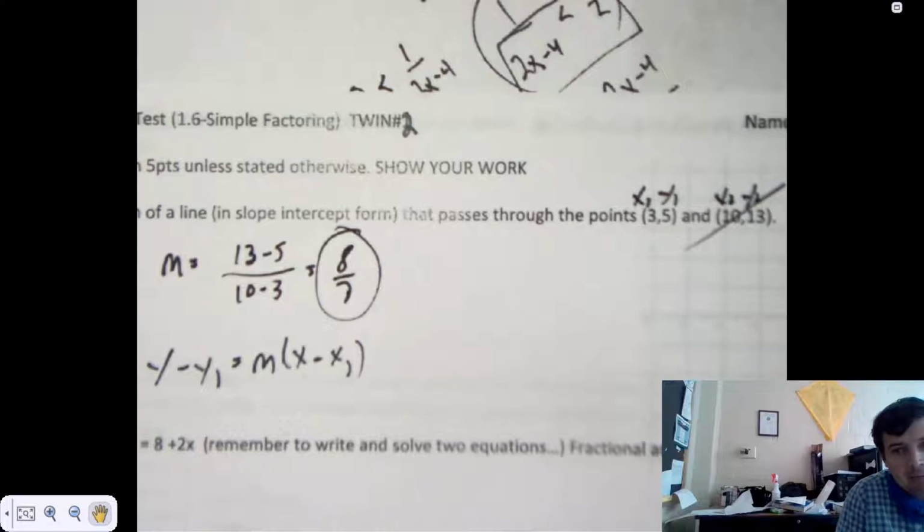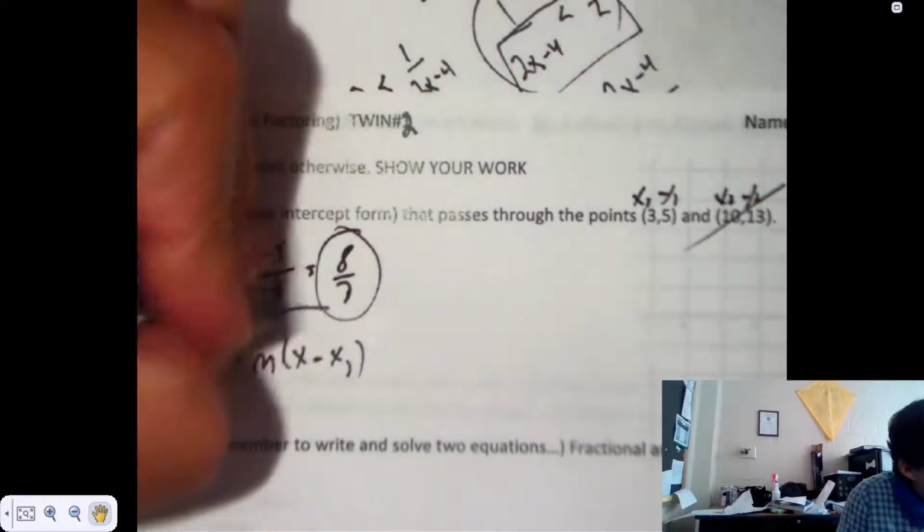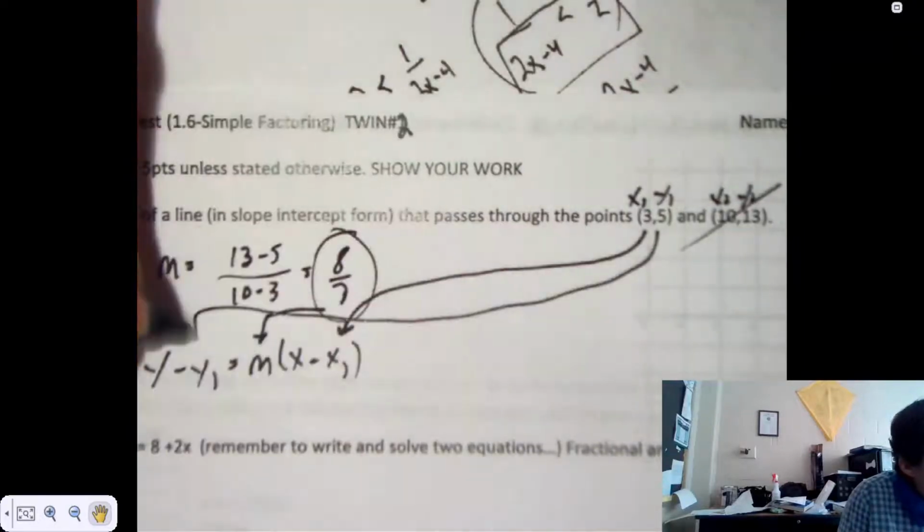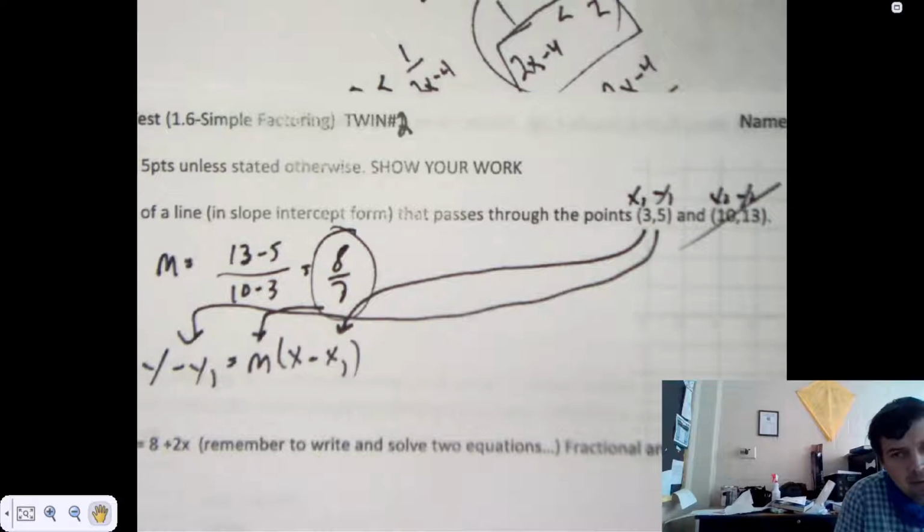Anyways, I'm just going to pick this point (3, 5). Why not? That goes there. That's x1. That's y1. It's really just as simple as plugging stuff in. You just got to know your forms. y minus 5 equals 8/7 of x minus 3.